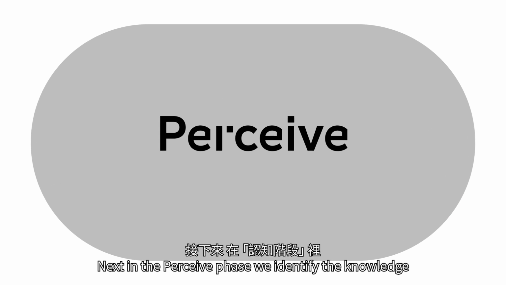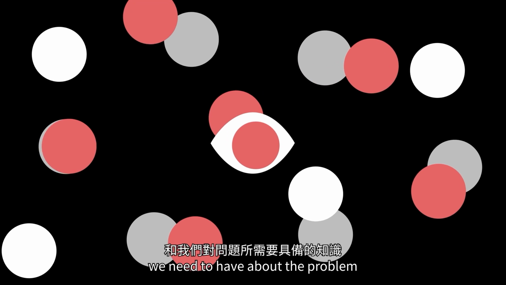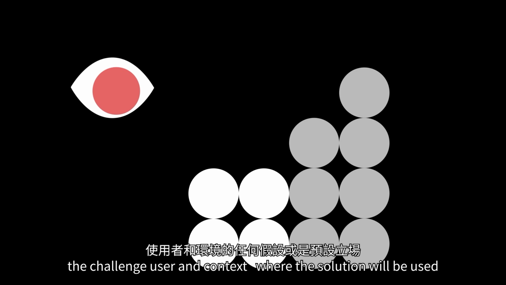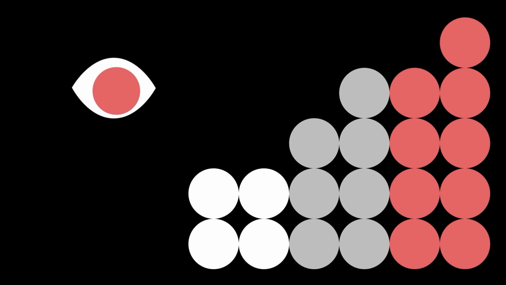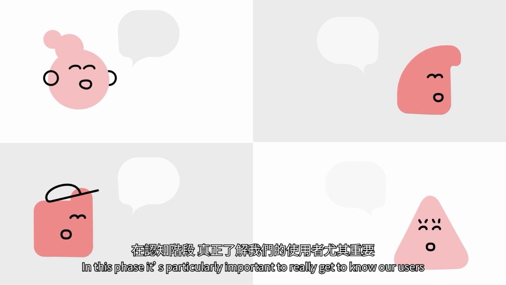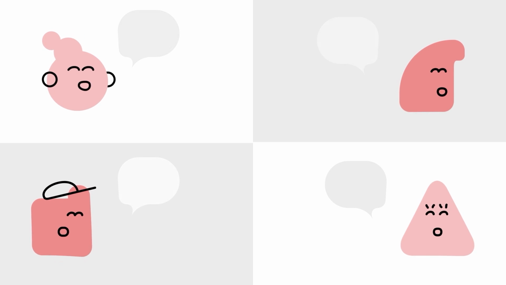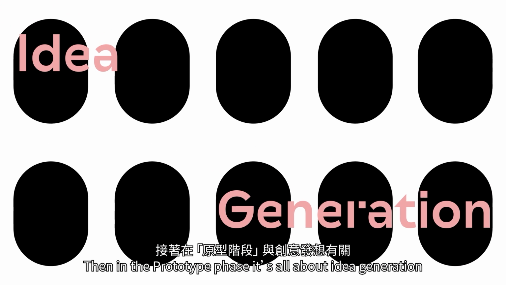Next, in the perceive phase, we identify the knowledge we have about the problem and the knowledge we need to have about the problem. It's about breaking down any assumptions we might have about the challenge, user, and context, where the solution will be used. In this phase, it's particularly important to really get to know our users, so we can start designing from an informed perspective.